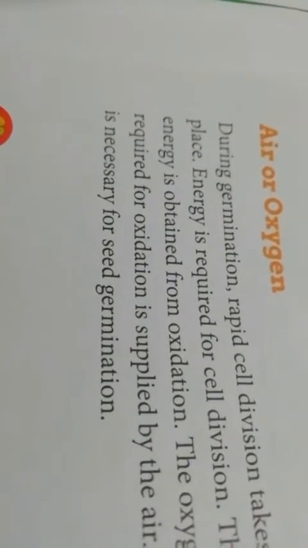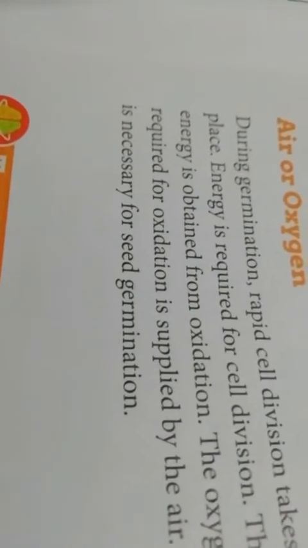Let's see with an experiment why oxygen is needed for germination. Children, if we put a few seeds on a wet cloth and put a test tube of pyrogallic acid inside the conical flask, after 1 day we will see that the seeds do not germinate, because pyrogallic acid has a property of absorbing oxygen from the air.